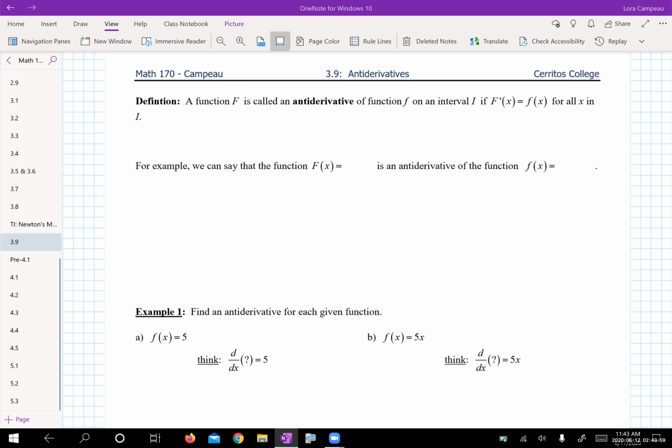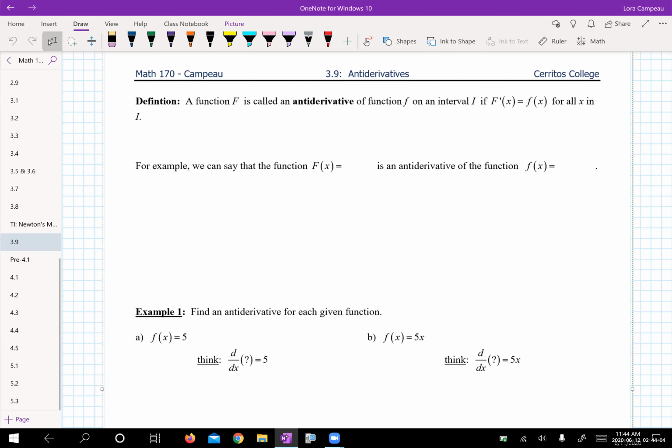So I'll define it. A function capital F is called an antiderivative of a function with a lowercase f on the interval I if F prime of x equals f of x for all x in I. So we're kind of looking at what was the function before we took the derivative. If I can throw in an example, sometimes that helps a little bit.